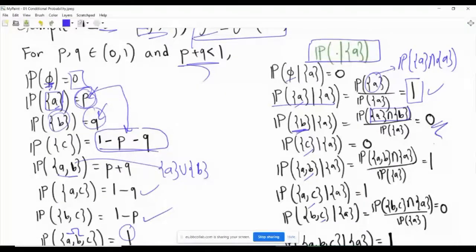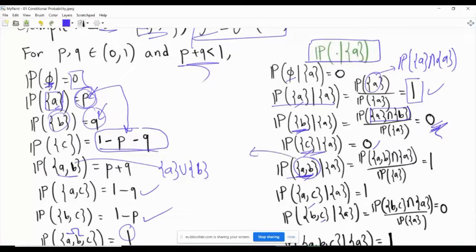And this also makes sense because A happened. So what is the probability of B? Well, A happened. That's it. So this will be 0. Same story for C. So the probability of C given A is 0. What is the probability of A, comma B?